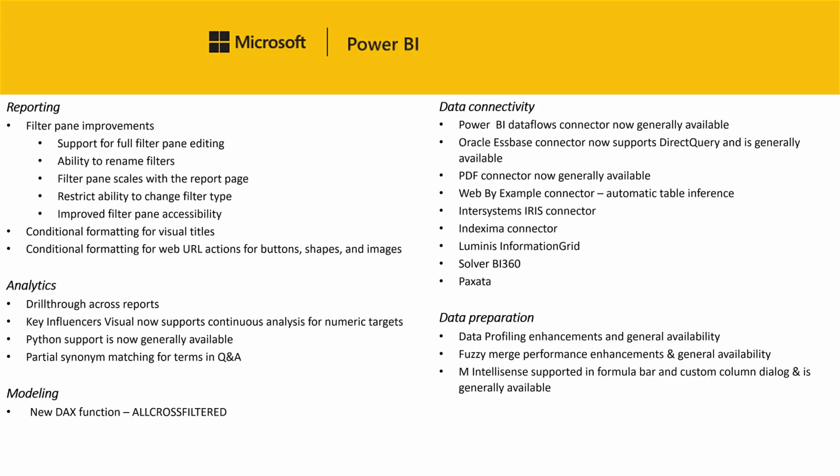Under modeling, we have a new DAX function this month called all cross-filtered. This DAX function can be used to remove filters on a table from other tables across direct or indirect many-to-many relationships. We have a lot of improvements and updates for data connectivity this month as well. The first of which is that Power BI dataflows are generally available, and along with that, the connector in Power BI Desktop is generally available as well. We have a whole announcement post around the GA of dataflows, and so you can go check that out to learn more about the dataflows experience that we have.